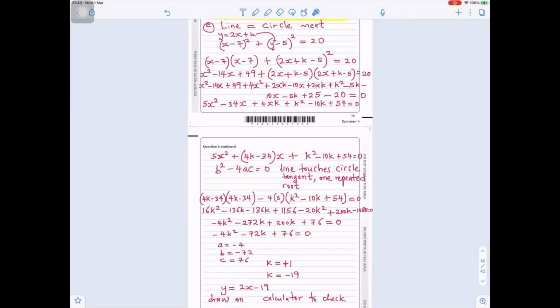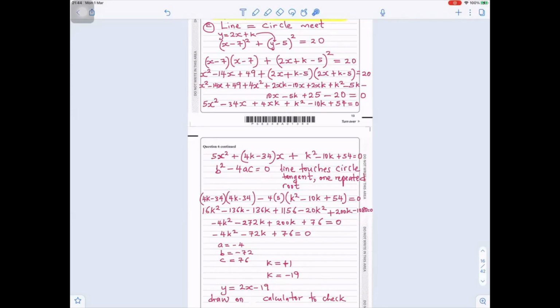Because the line touches the circle, which is a tangent or one repeated root, you use b squared minus 4ac equals 0. So you know your b is 4k minus 34. So you do b squared, you multiply it twice, minus 4 times a, which is 5, times c, which is that expression there.